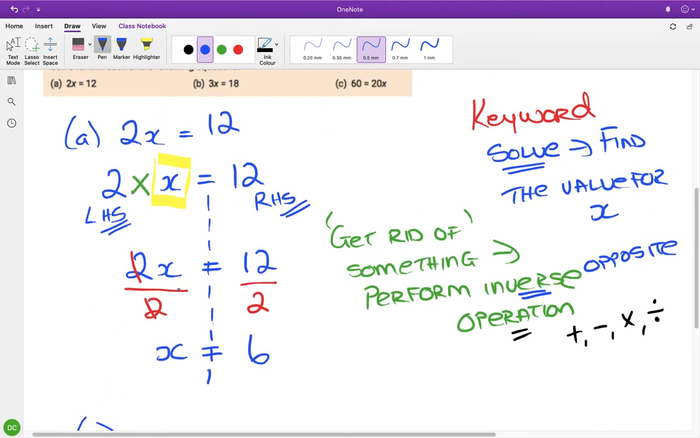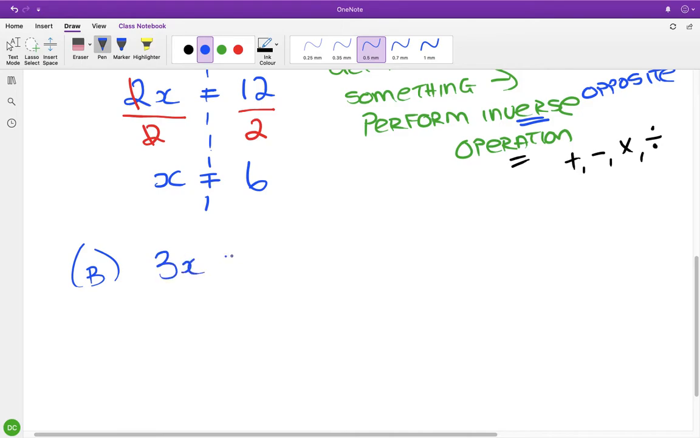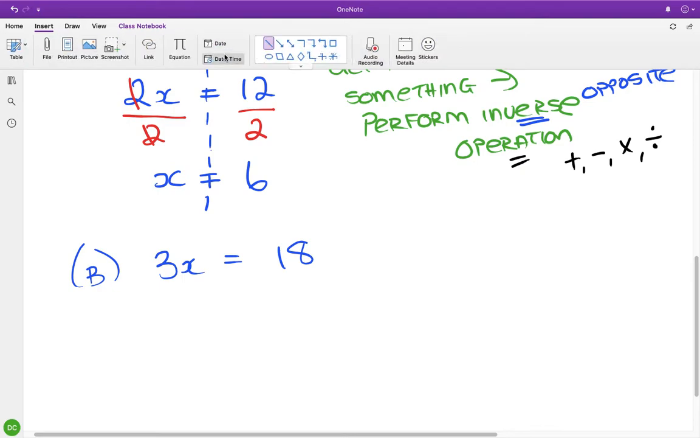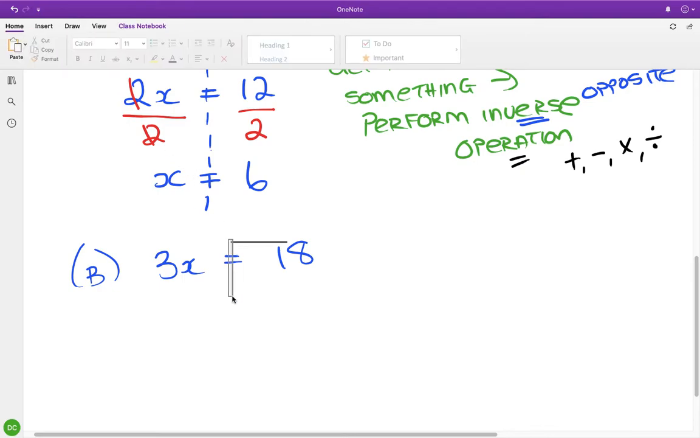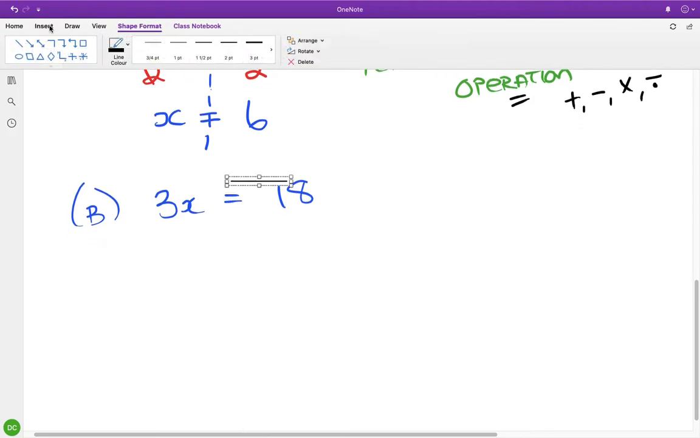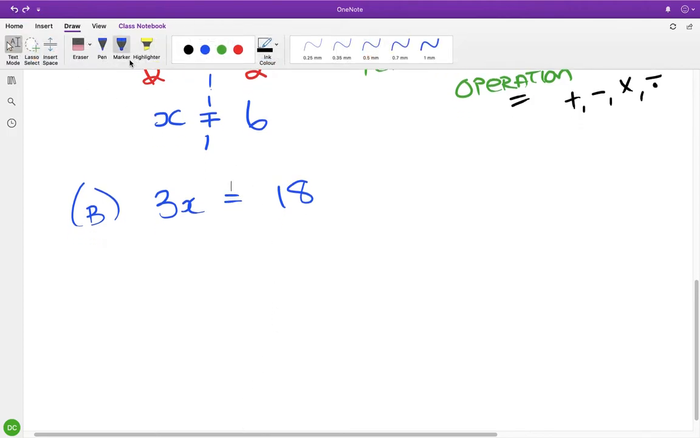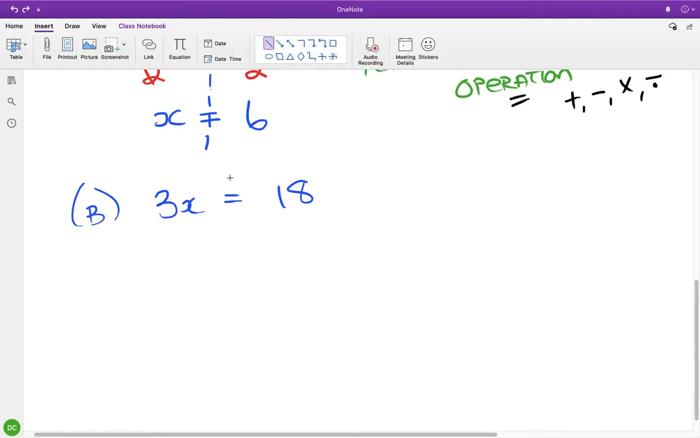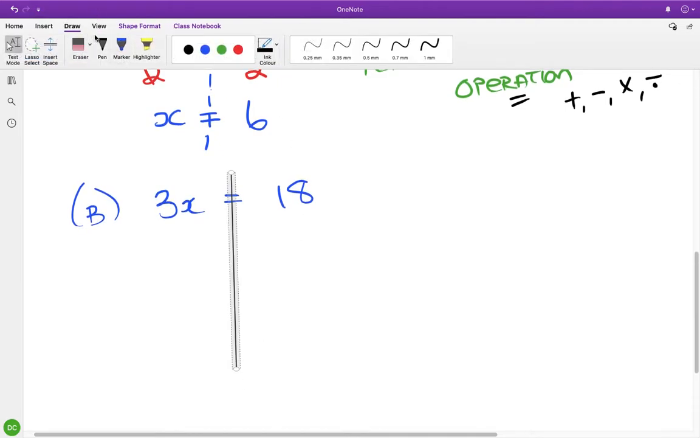So the second one is 3x equals 18. Okay, so over this side, I'm just going to insert a line. Okay, so pen, black, insert, line. All right, so just to highlight, this side here is your left hand side, and this side here is your right hand side.